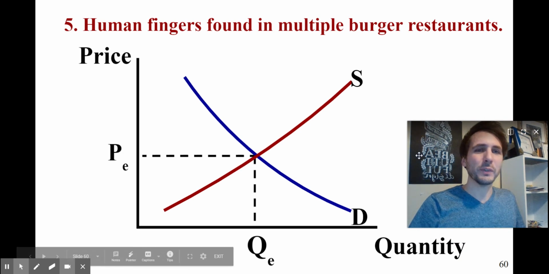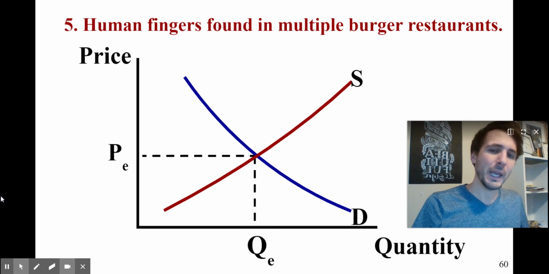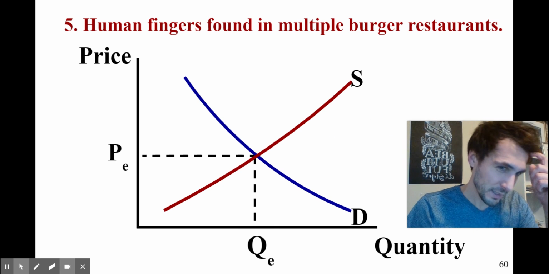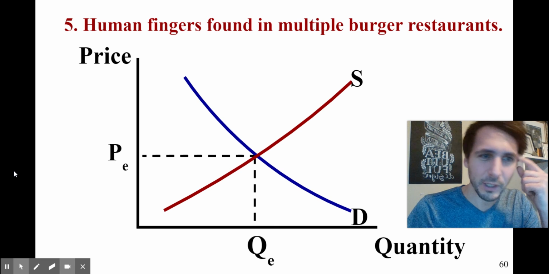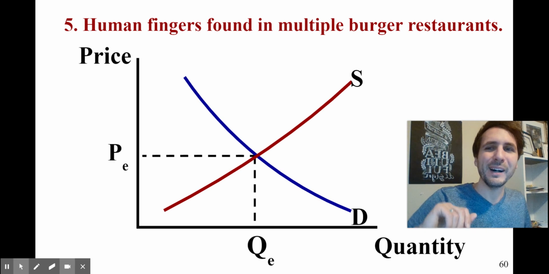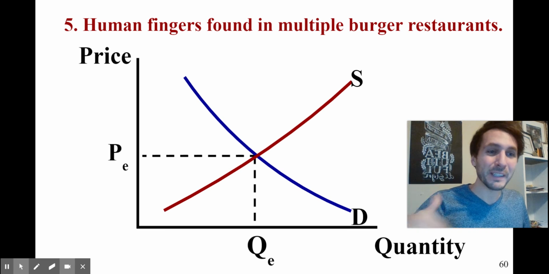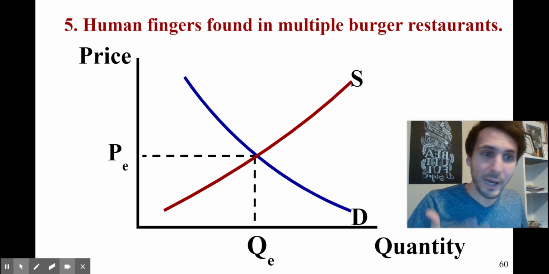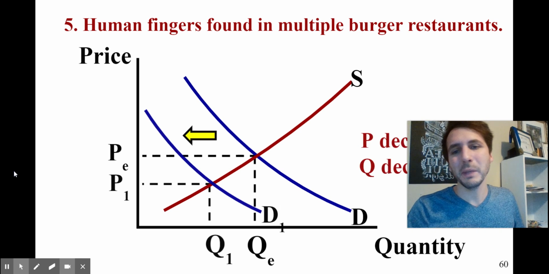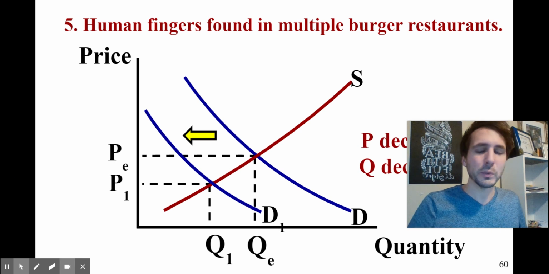Let's say there's human fingers found in multiple burger restaurants. What's going to happen there? I think this is the second time I've talked about chopping off fingers in one video. It's a little disturbing. Well, if that's happening, clearly as a change in taste, people will not want to eat at those restaurants anymore. So demand is going to shift to the left, which results in a decrease in price and quantity at that new equilibrium.